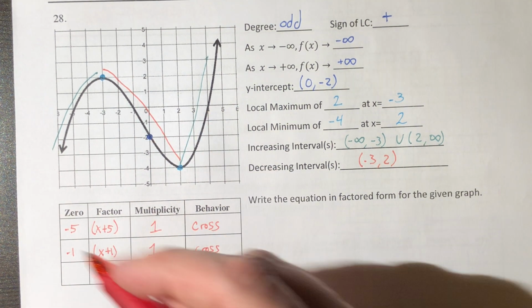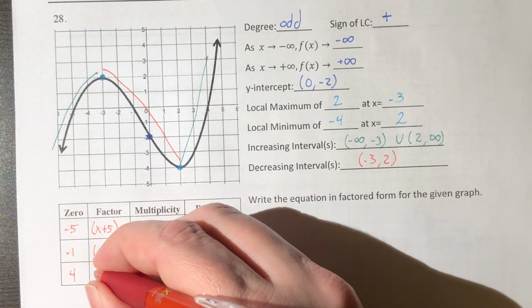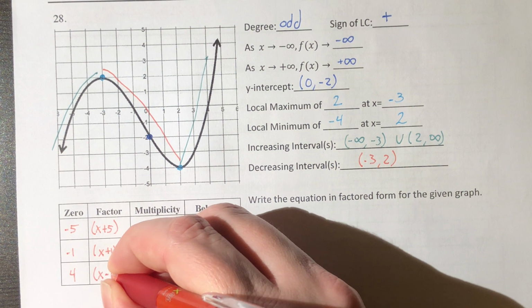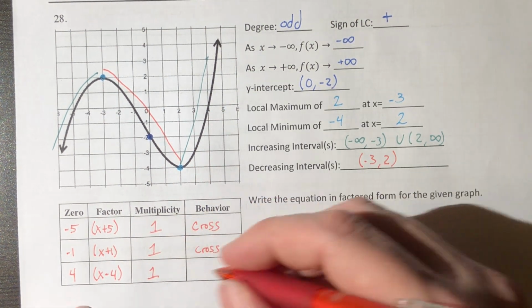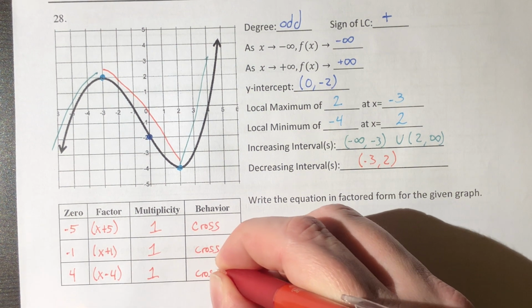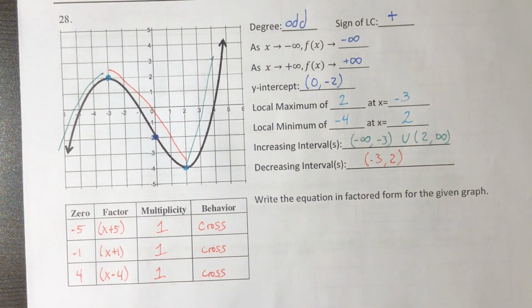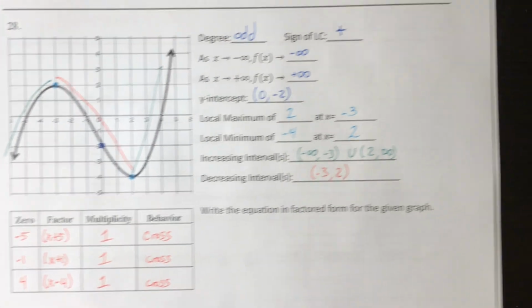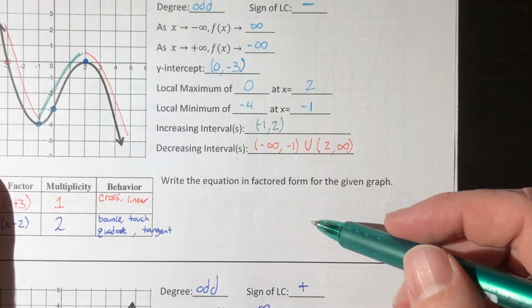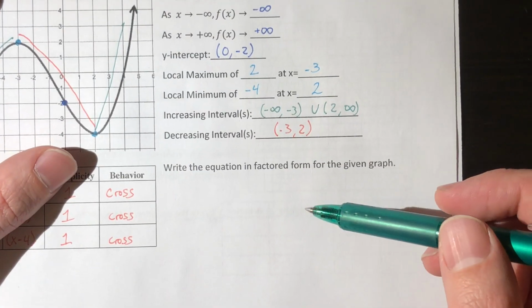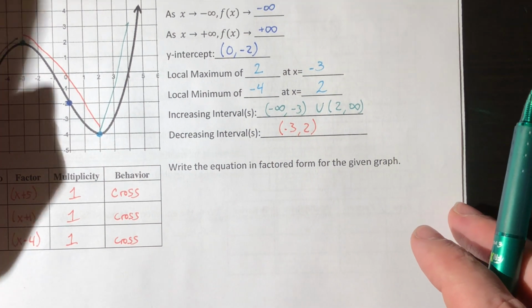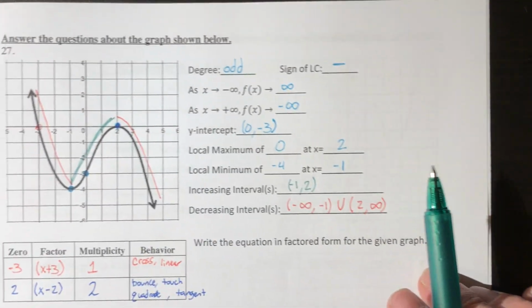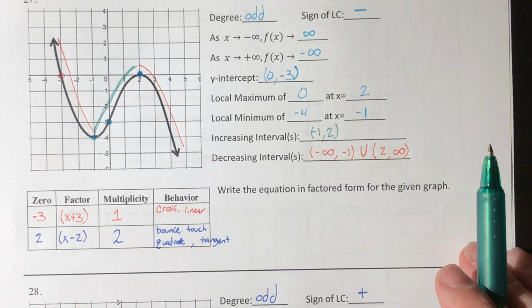My next 0 is at 4. So I have a factor of x minus 4. Passes right through it, so it's a multiplicity of 1. So again, it crosses. Something that I forgot on 27, which I'm seeing as the same here on 28, is to write the equation for this. So I'm going to jump back to 27 and do that first.